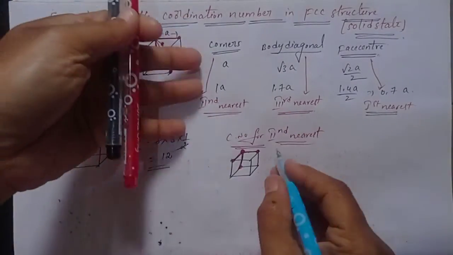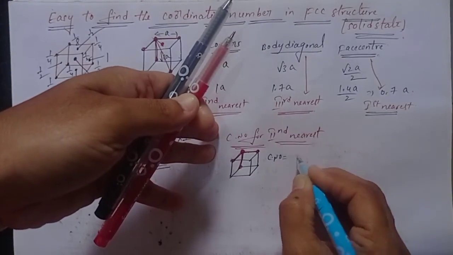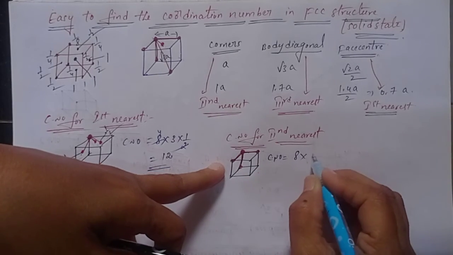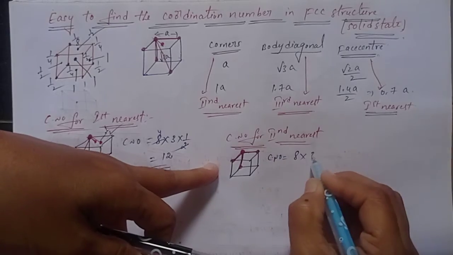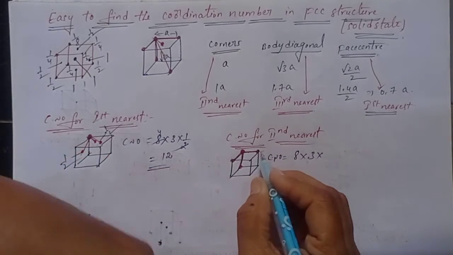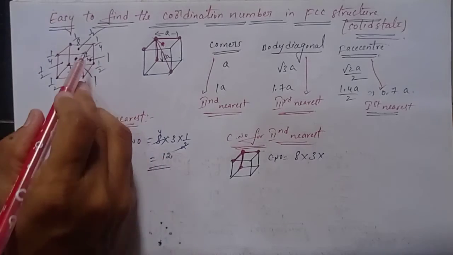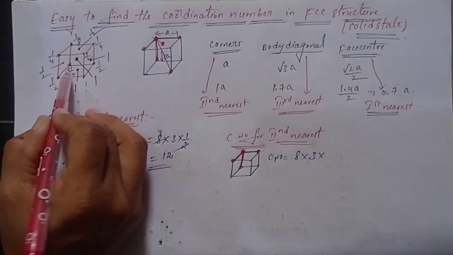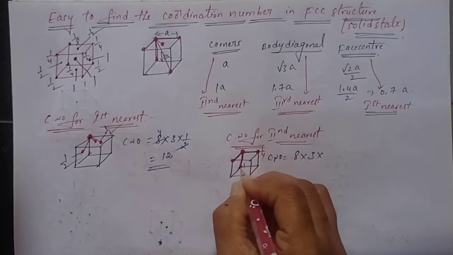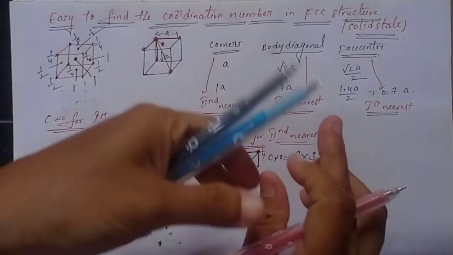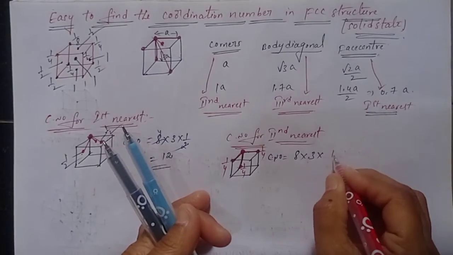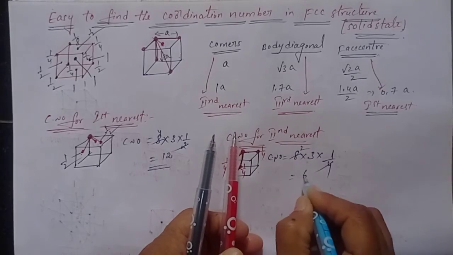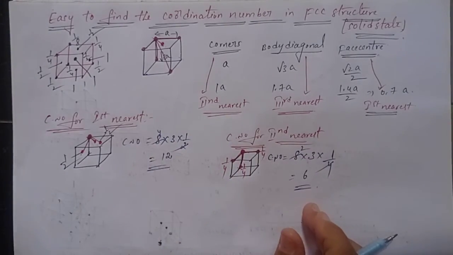So then how to find the coordination number, students? Coordination number is equal to total 8 corners, and each corner particle is in touch with 3 corner particles, students. 3 into, each corner contribution is how much, students? This one, this particle, this one. So this, and this particle, this one. How much, students? Their contributions are 1 by 4. So that value you take, students. So here 1 by 4. Then 4 2s are 8, 2 3s are 6. Coordination number for the second nearest is 6.